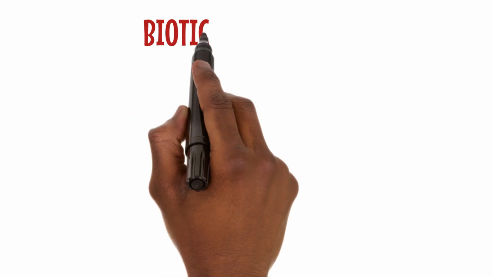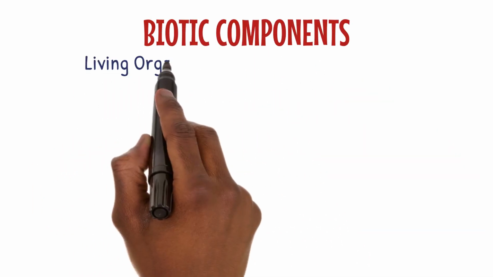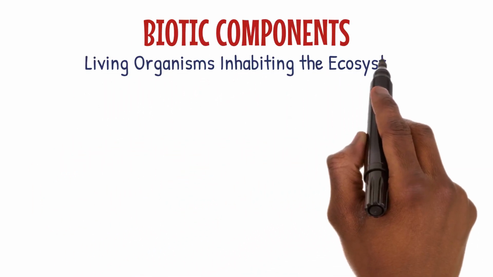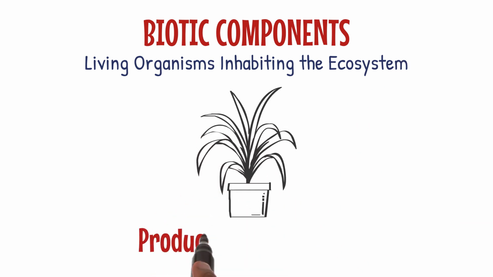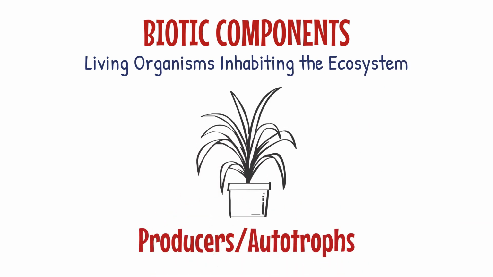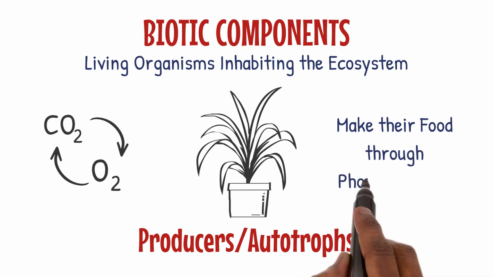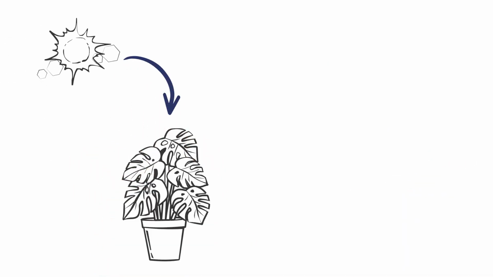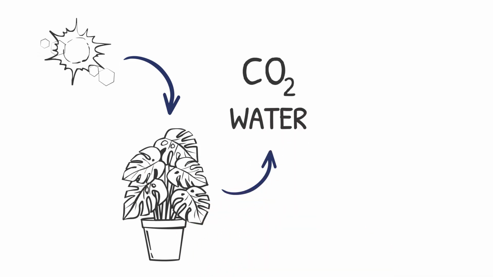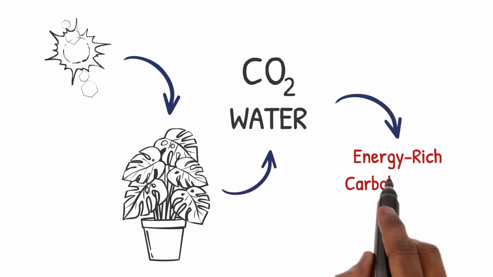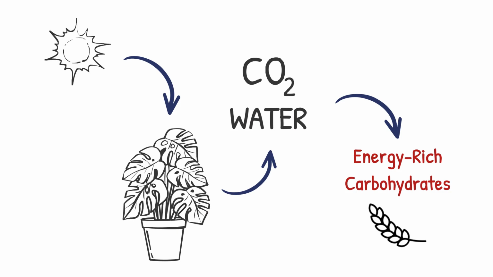On the other hand, the biotic components are the living organisms that inhabit the ecosystem. We have the producers, also known as autotrophs, which make their food through photosynthesis. These include plants and algae, which harness the power of sunlight to convert carbon dioxide and water into energy-rich carbohydrates.